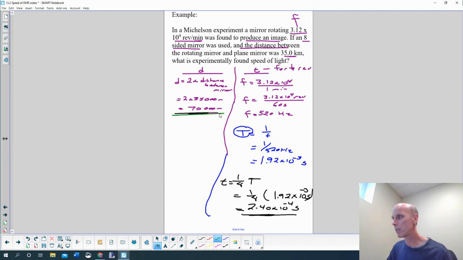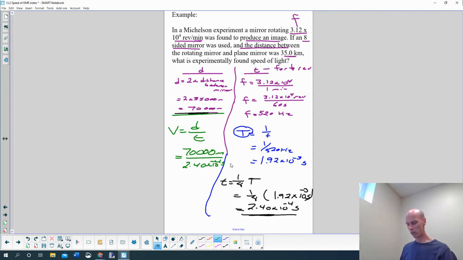So we can finally do our calculation of speed. Speed is distance over time. Distance is 70,000 meters. Time is 2.40 times 10 to the minus 4 seconds. And so final answer, and we expect this to be close to the speed of light.